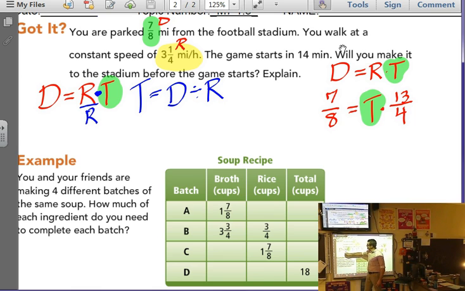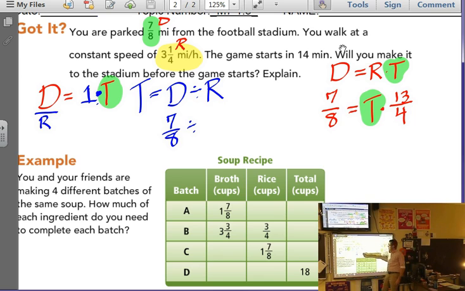So I divide by rate, because anytime I take a number divided by itself, what's a number divided by itself? 1. Not 0, it's 1. So this right side becomes 1t. The left side is just d divided by r, so to solve for time, I take distance divided by rate. So isn't that 7/8 divided by 3 and 1/4? My rate I would make improper, 13/4. That will solve out to give me my time, which is what Jeremiah did. Oh, okay. Other Jeremiah. Yeah, okay.